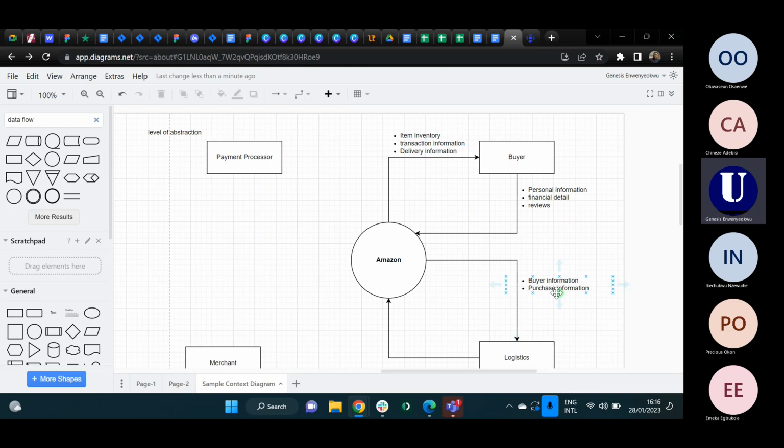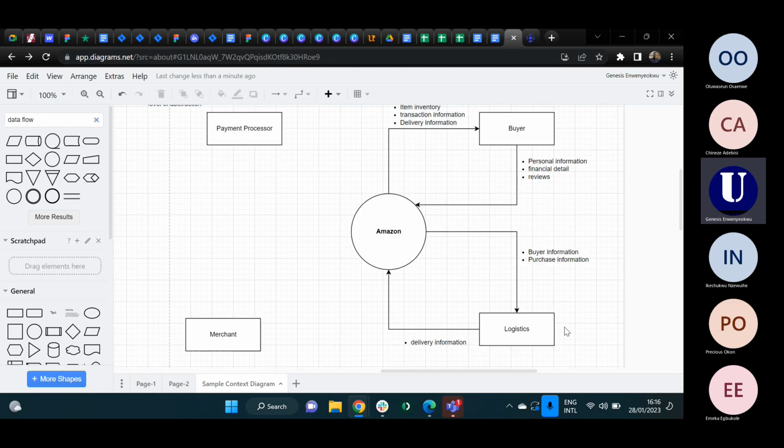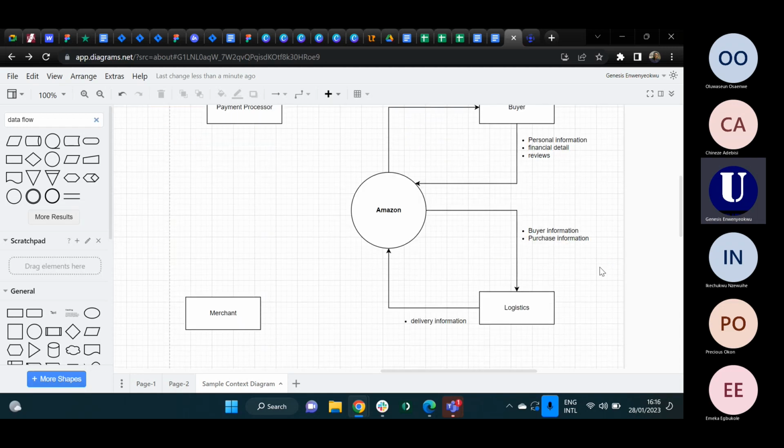This purchase information is part of the data that will be processed by Amazon, but it will come from the payment processor in terms of transaction information. Do you understand? That transaction information coming into Amazon will be processed and turned into purchase information. That purchase information will include the item being purchased and all of that. Do you understand?